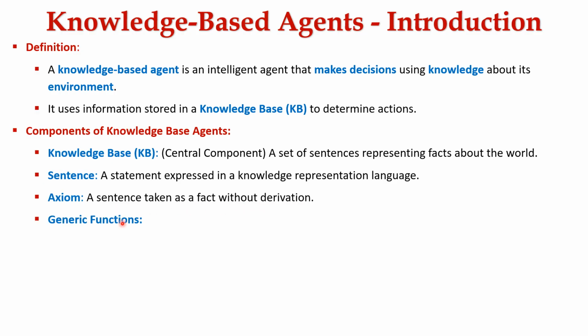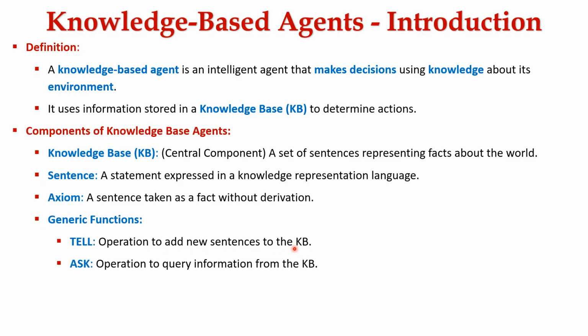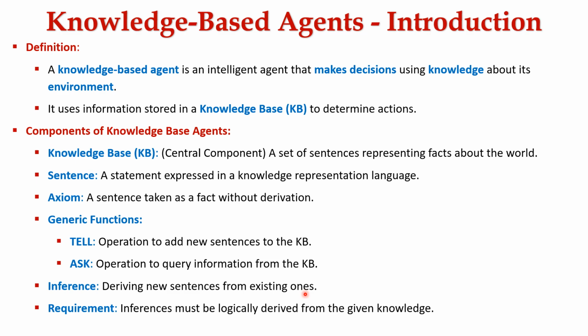Next, generic function. There are two important generic functions. The first comes tell function. Here, it performs an operation to add new sentence to the knowledge base. Next, ask function. It performs an operation to query information from the knowledge base. Next, inference. Deriving a new sentence from the existing one is called as inference. The requirement is inference must be logically derived from the given knowledge.